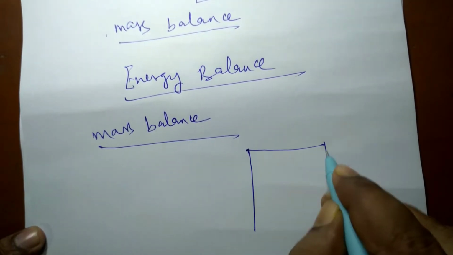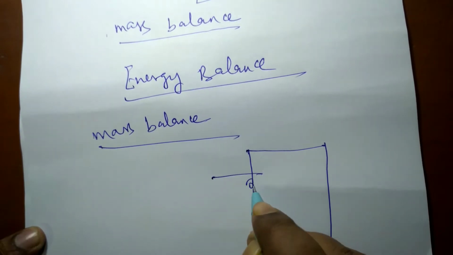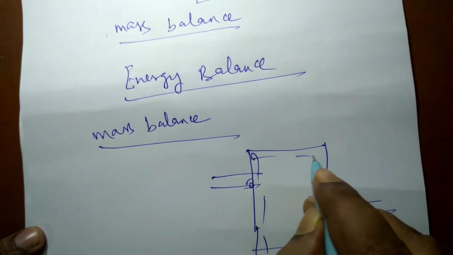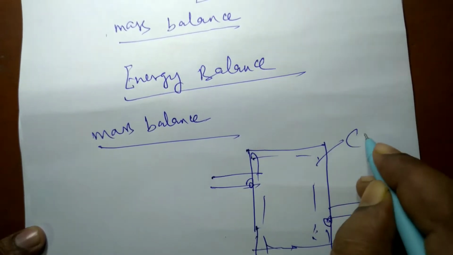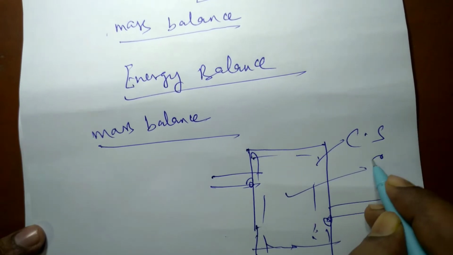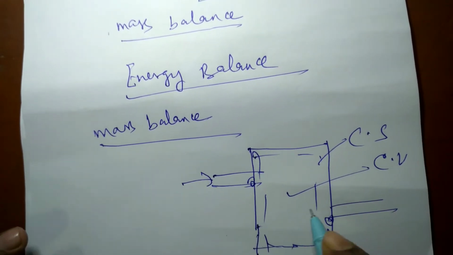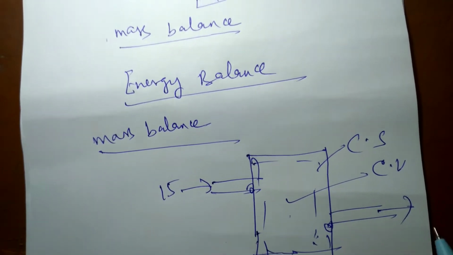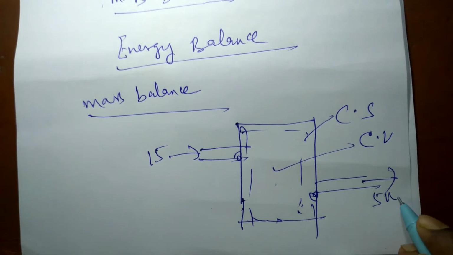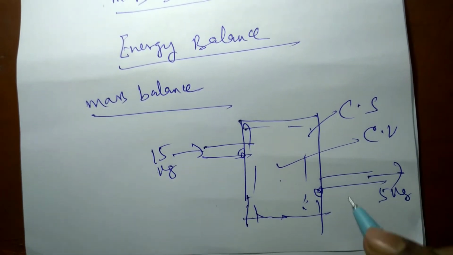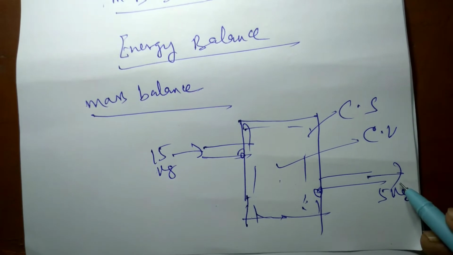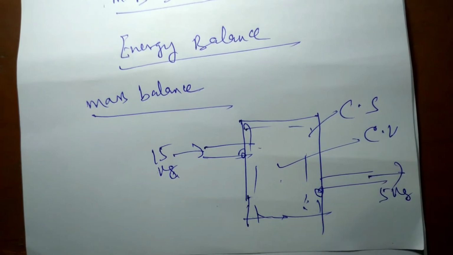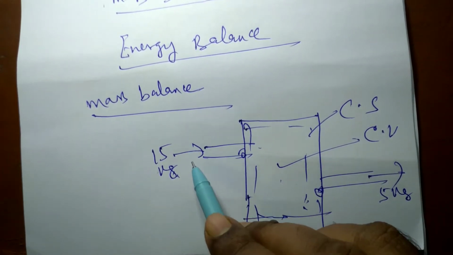Suppose this is the control volume. This is the control surface. Here some mass is entering the control volume and some mass is leaving. Suppose 15 kg of fluid enters the control volume and 5 kg leaves the control volume. That means 15 minus 5, 10 kg, is accumulated in the control volume. That is called the principle of mass balance.